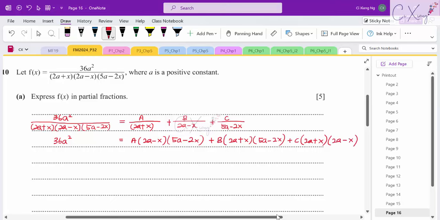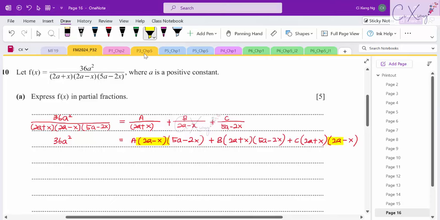Okay, so this is what we have after you multiply the whole equation by the denominator of the original function. After that, we want to get rid of some factors so that we can find out a, b, and c. First of all, we try to look at this particular bracket, 2a minus x.